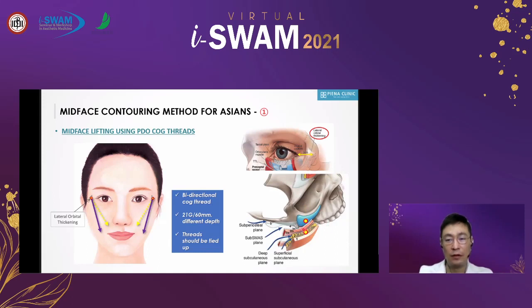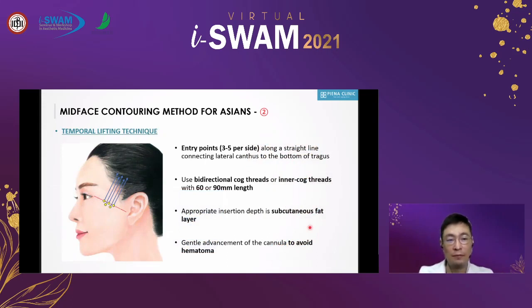So one will be passed more superficially and one can go deeper. This time I can advance my thread deeper than the SMAS. And then there will be an effect of pinching the SMAS, like this, after tying 2 knots. So maybe next time, if I have an opportunity to speak, I will select this topic for you.